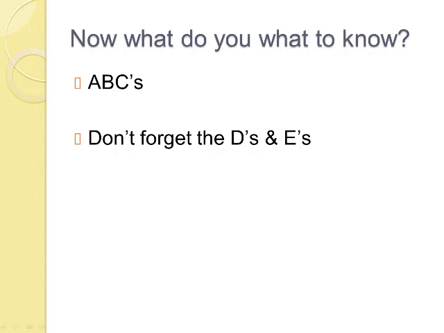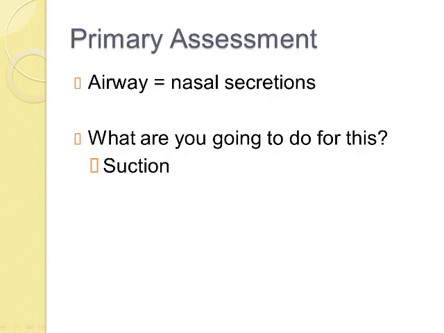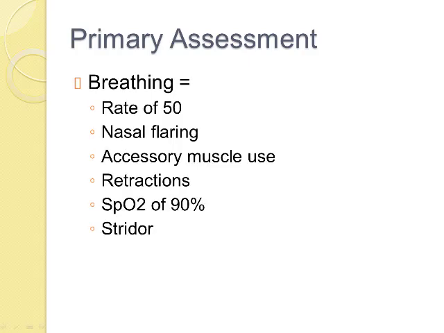What do you want to know about his ABCs? This is his airway, breathing, and circulation, and his disability and exposure. He's got some nasal secretions, so you're going to suction those, right? His breathing is interesting here. He's at a rate of 50. Nasal flaring. He's got some accessory muscle use, retractions, and an SpO2 of 90% with a stridorous respiratory sound.